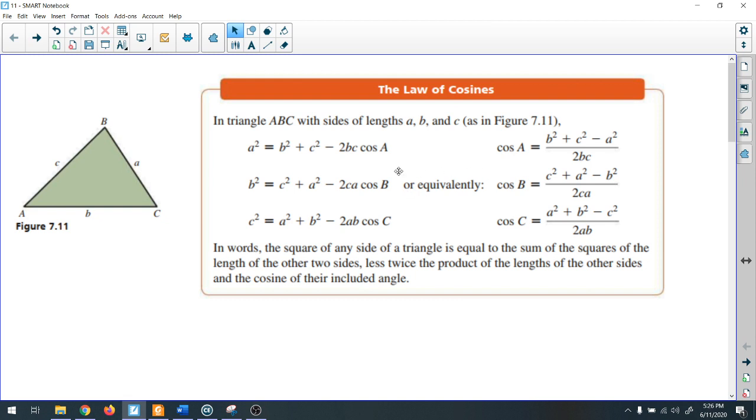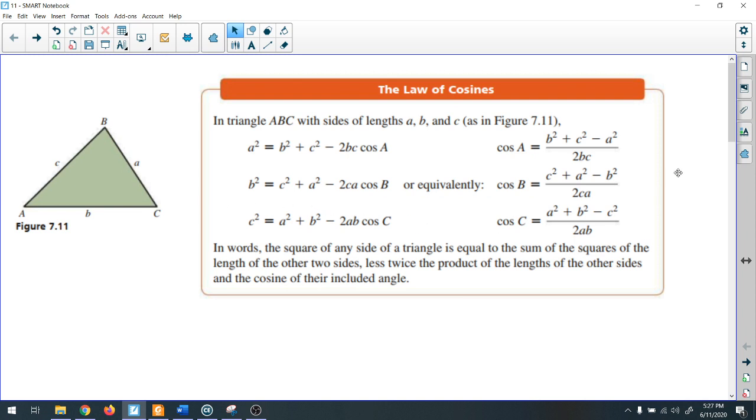So here is the formula: a squared equals b squared plus c squared minus 2bc, 2 times b times c, times cosine of the angle between them, cosine A. And the same, b squared equals c squared plus a squared minus 2 times c times a times cosine of the angle between c and a, angle B. And the same with c squared equals a squared plus b squared minus 2ab times cosine of the angle C, which is the angle between a and b.